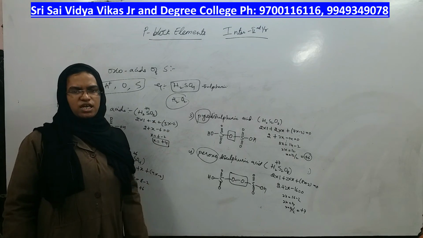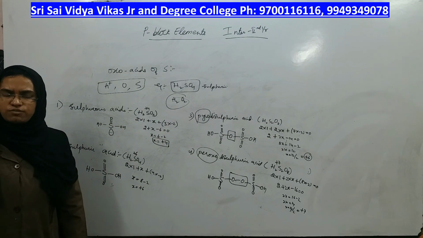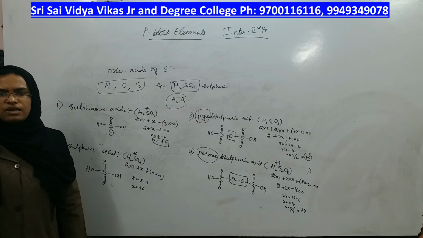Now in the next class we will move on to the next group elements. What are they? They are 17th group element, which is nothing but halogen family.